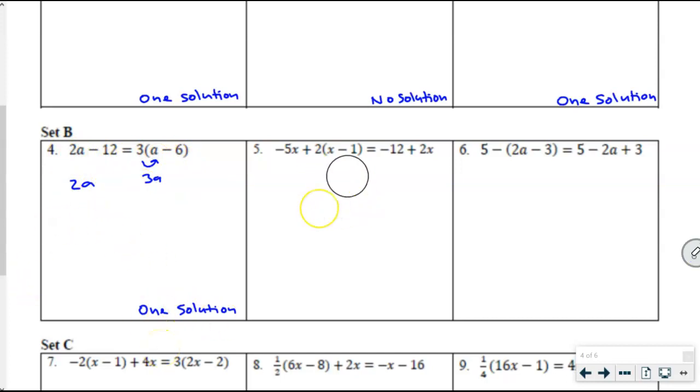This one we've got to take a few more steps. Maybe we don't see it right away, maybe we do. What do you know about this one? Infinite, one, or none? Brock? This is, again, one solution.